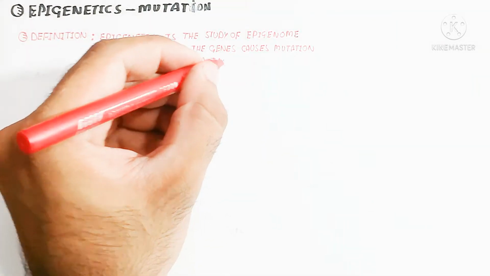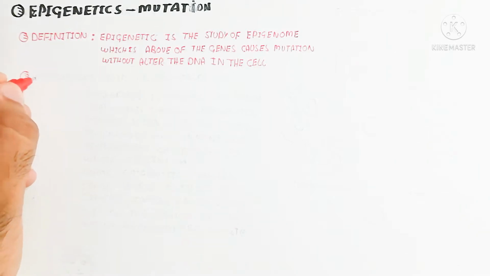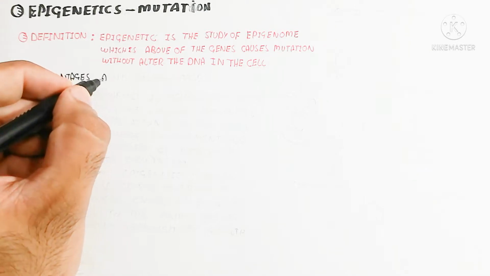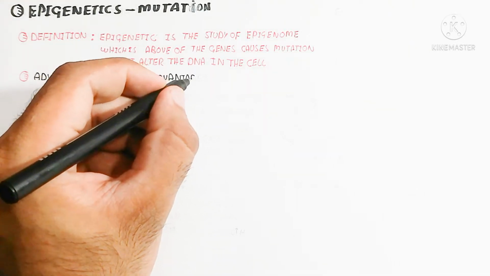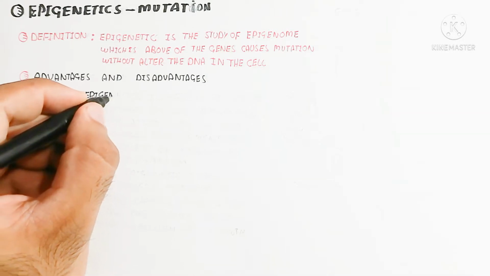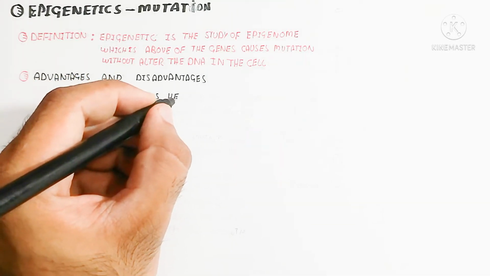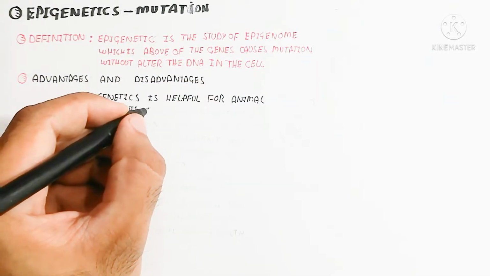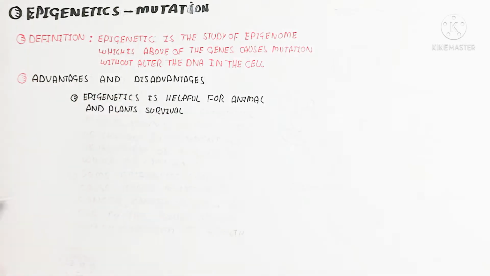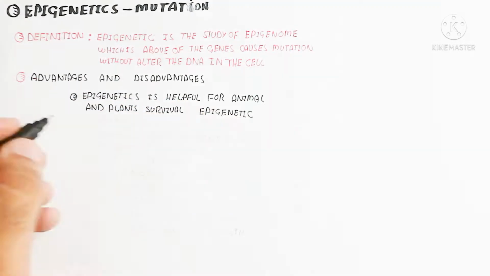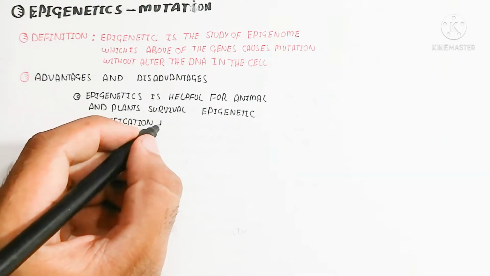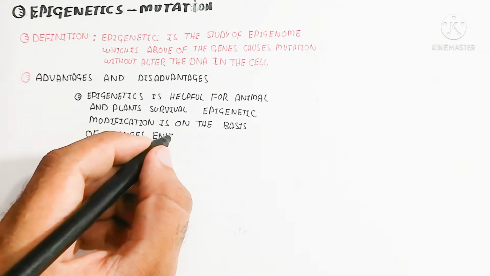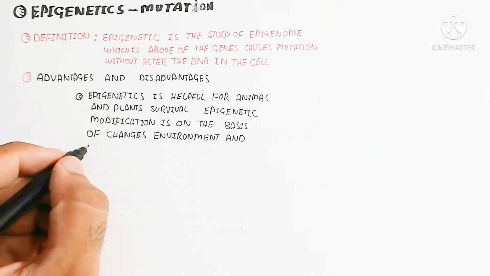The advantages and disadvantages of epigenetics: it is helpful for animal and plant survival. Epigenetic modification is based on changes in the environment and on the development of the embryo into the whole organism. Some epigenetic changes cause severe mutation leading to cancer, with rapid and uncontrolled cell growth due to excess activation of oncogenes, while the tumor suppressing genes become inactivated.